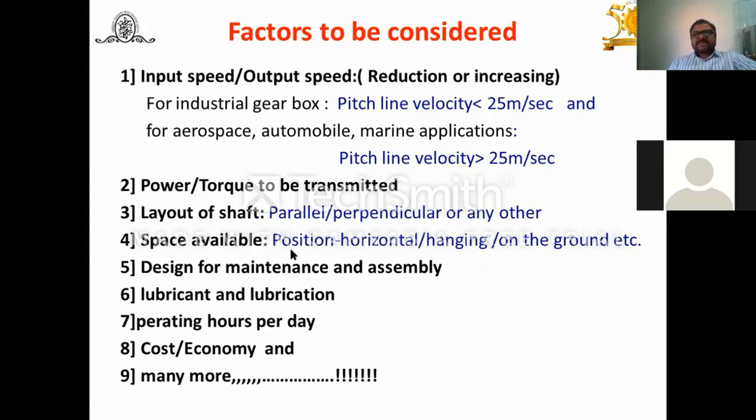Then space available. Space available means position, maybe on the ground, maybe hanging. Foundation bolts may be required. Again, in hanging, somehow some inclination to the gearbox also. That means space availability. That is also important to fit it.